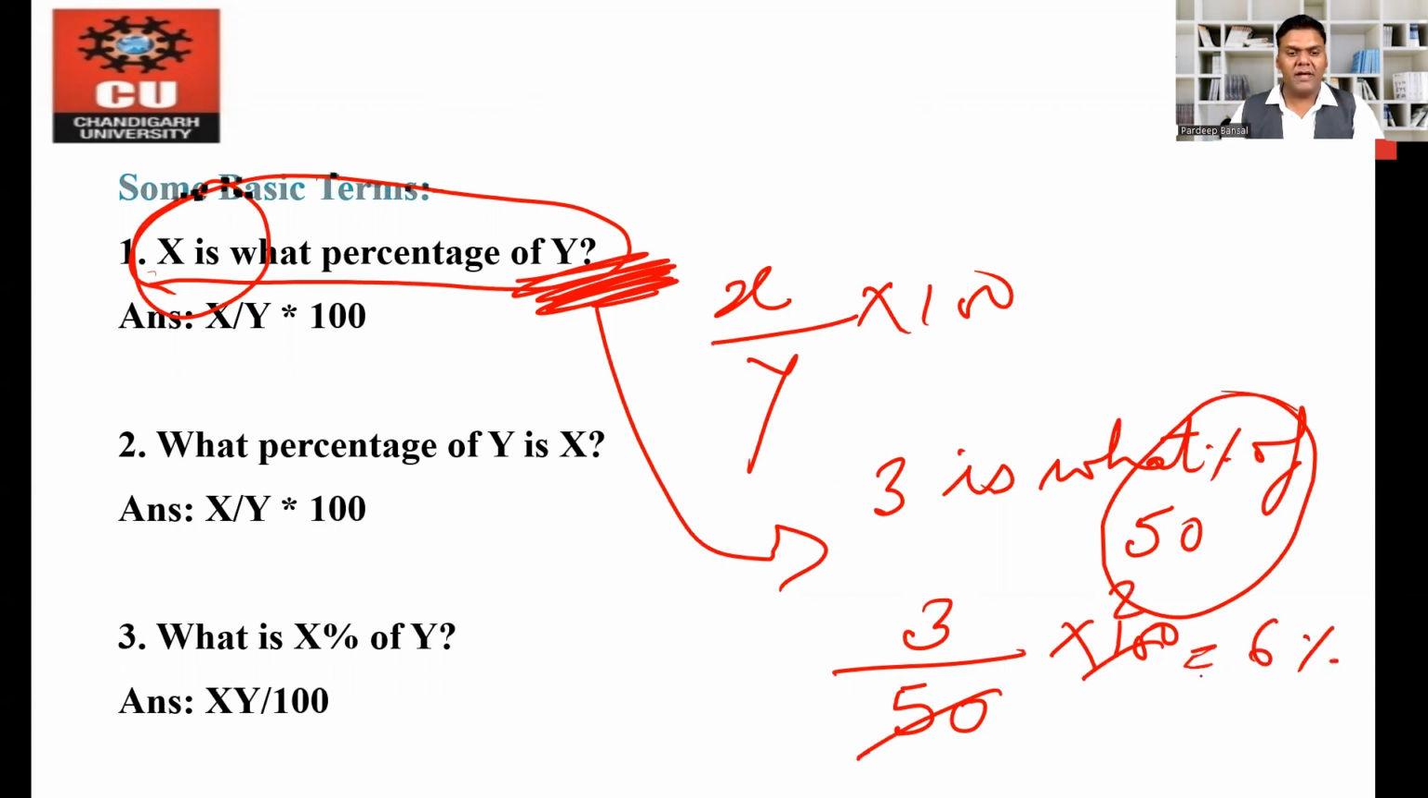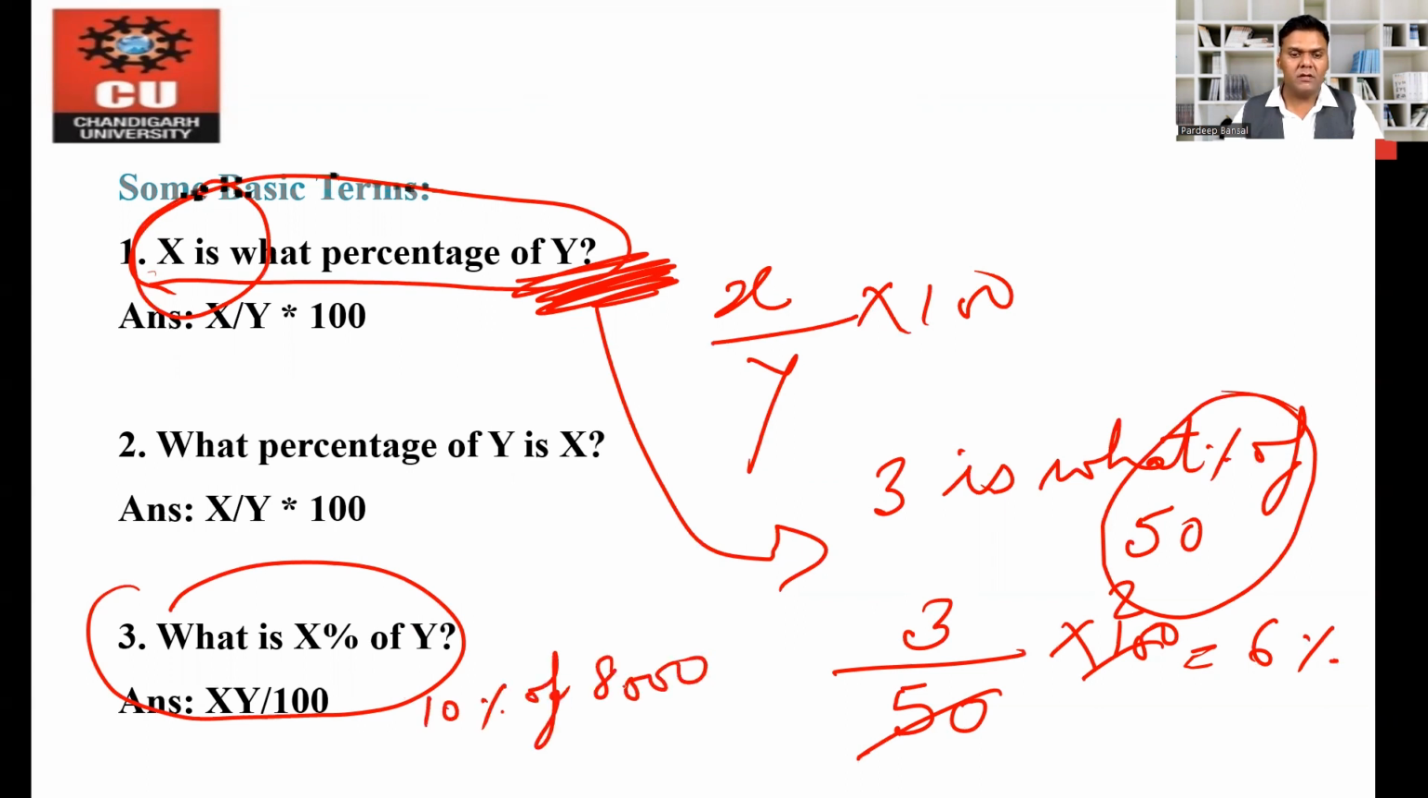Similarly, if I say, what is X percent of Y? Now, let's take an example to understand it. What is 10% of 8,000? X percentage of Y. So 10 upon 100 into 8,000, which is nothing but 800. So that's the answer for this. So we need to understand the basic concept that whenever I say what is 5% of 1,000, what is 20% of 20,000, so nothing to panic. 20% of 20,000, which is 20 by 100 into 20,000, right?